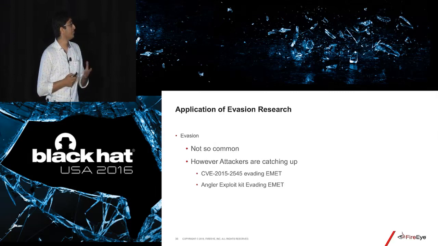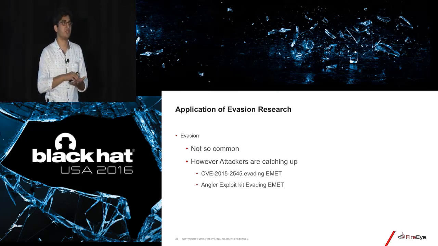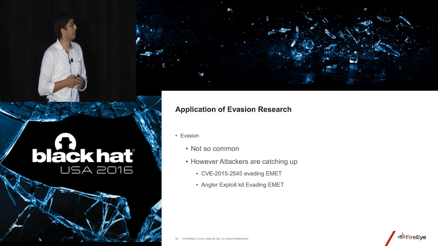So the evasions are not very common in the wild, but the attackers are catching up. Obviously, Angler is gone now, but it's still the last we saw. It was evading EMET. It had code inbuilt inside its framework, which was making sure that it was not checking whether EMET exists or not, because previously what used to happen was it would check if EMET exists and simply terminate. But now it doesn't check that, it just goes away straight away. And we have also seen CVE-2015-2545 evading EMET completely because of different mechanisms.